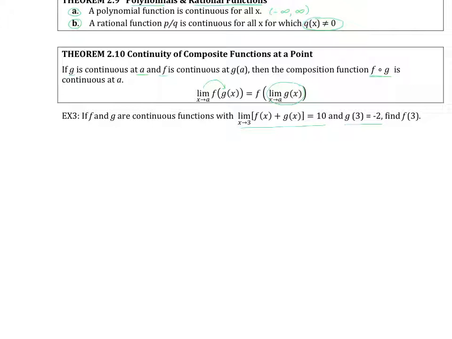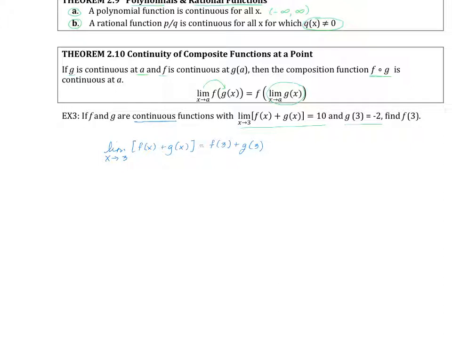Okay. Well, what I know is that the limit as x goes to 3 of f of x plus g of x, I know that that's just going to be equal to f of 3 plus g of 3. Why do I know that? That's the definition of continuous, that the limit is equal to the value of the function.